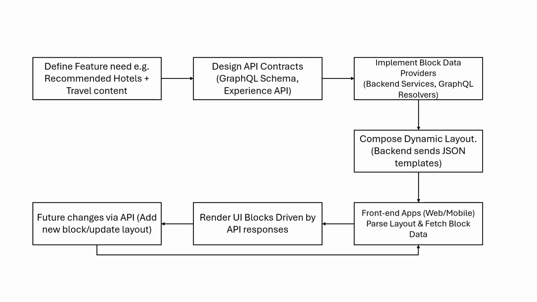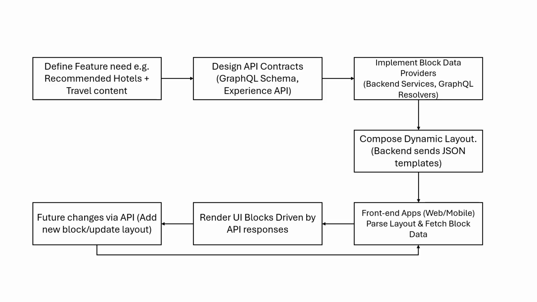Whatever request comes, the specific data can be fetched directly, and that's why this API first approach is used. Then the block data responds, and whatever data it responds with, the layout on the UI will be composed and rendered dynamically based on certain serverless functions which will be running. That will decide what kind of layout it will render. Then the front end apps, whether web or mobile, parse that layout, fetch the data blocks, and render the UI blocks driven by API responses, and that's how it keeps working.